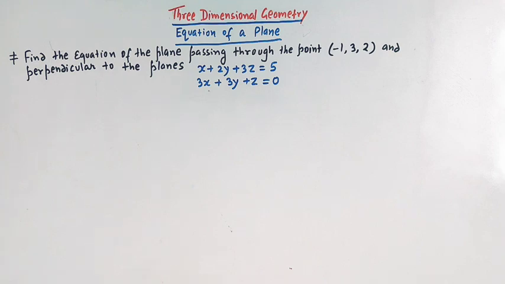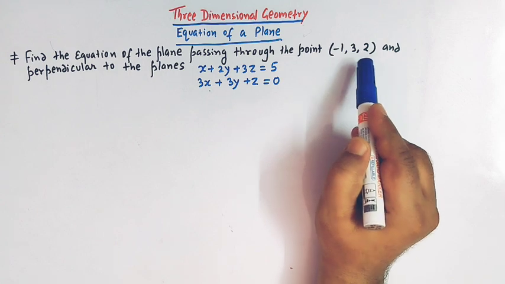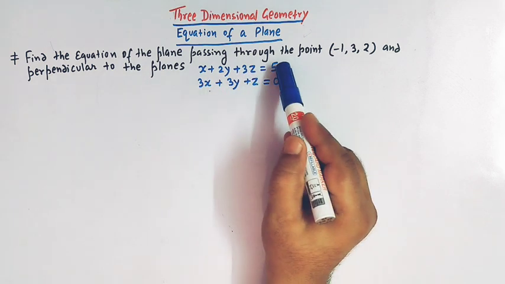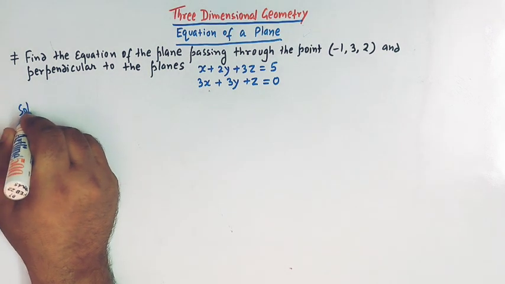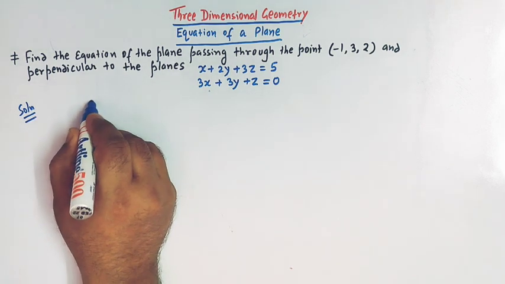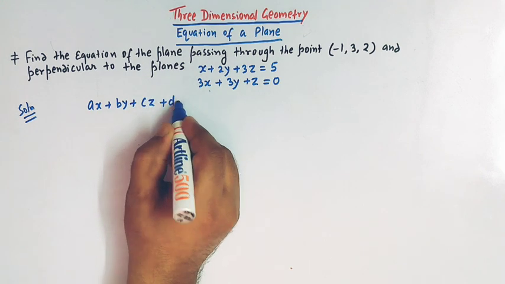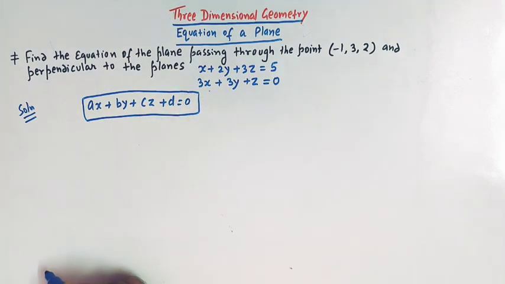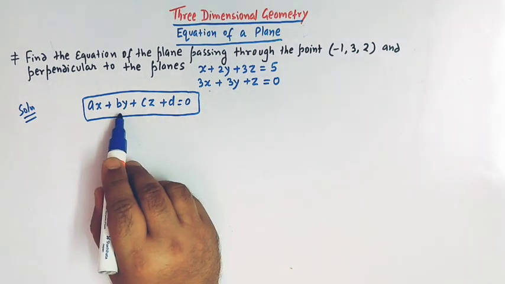So here we are given a point whose coordinates are minus 1 comma 3 comma 2, and we have to find the equation of a plane which is perpendicular to these two planes, right? So let us start. We know that the equation of a plane is given by ax plus by plus cz plus d is equal to 0, right? So this is the general equation of a plane. But here we are given a point which lies on this plane, right?